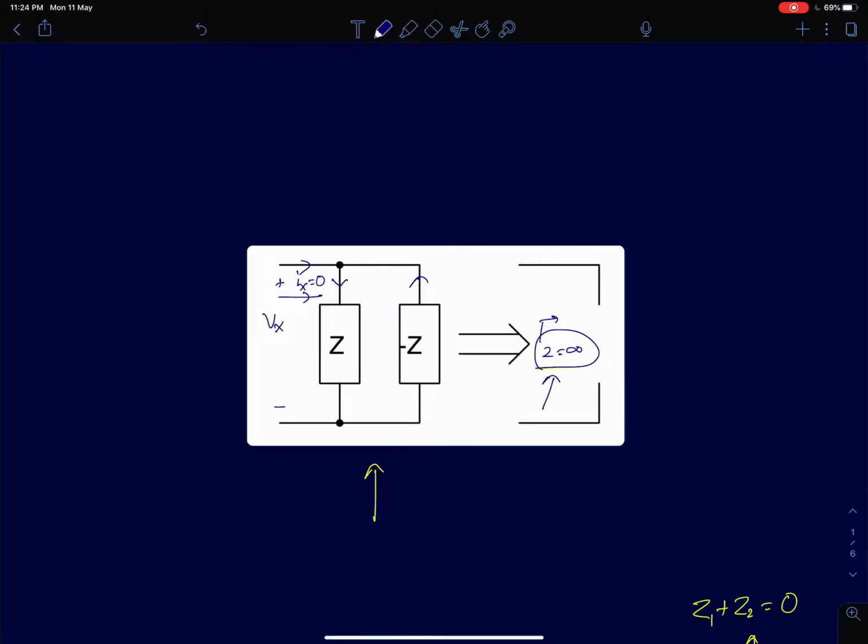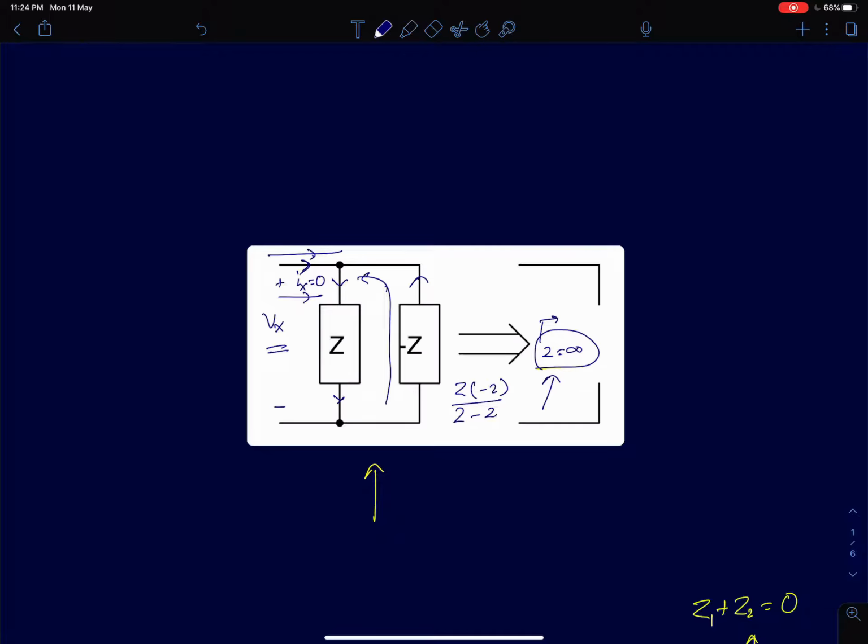The way in which you show that it's infinity is you can write the expression for the parallel equivalent, which is Z into minus Z by Z minus Z. That gives you infinity. Or you can see in an intuitive way that if you apply a voltage source Vx and measure the current Ix which is being drawn by the circuit, we can see that if the impedance Z is going to draw some current from Vx, minus Z is going to supply that current back. So the net current that is drawn from the voltage Vx is 0. So you applied a finite voltage, but the current drawn is 0.